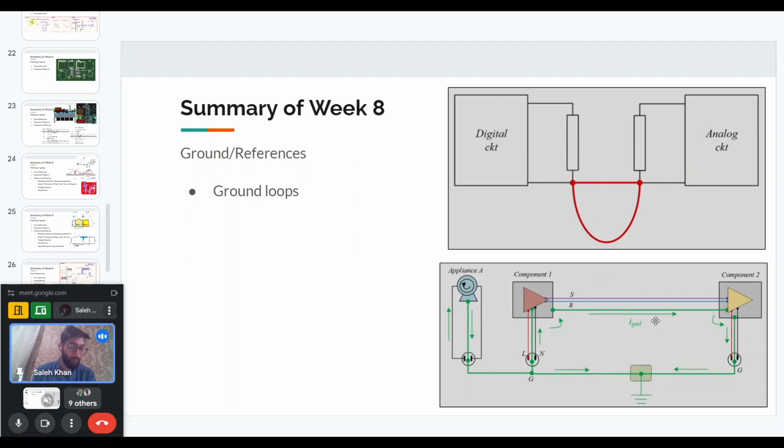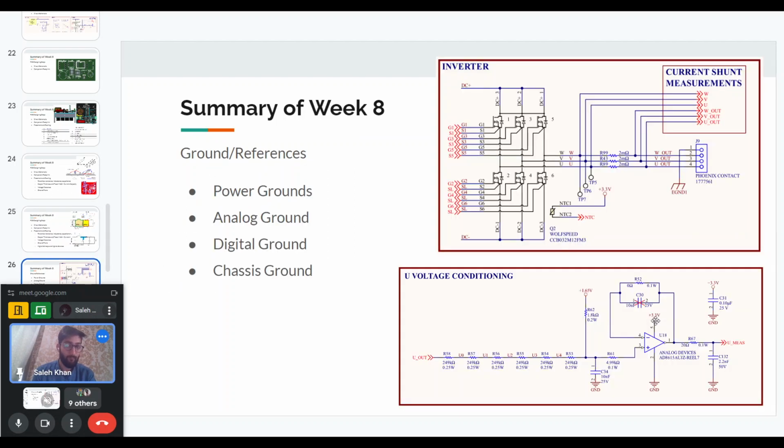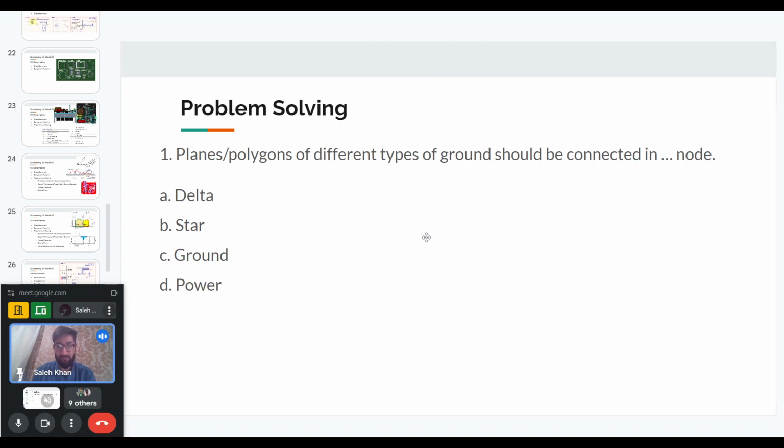We can have a ground for the power related aspects. We can also have ground for the analog, the digital, the chassis. But the chassis will not be in the PCB, but the first three will be in the PCB. So in the PCB, the planes of different types of ground should be connected in which type of a node. So basically, C and D are not exactly sensible options. So the question is between delta connection or a star connection.